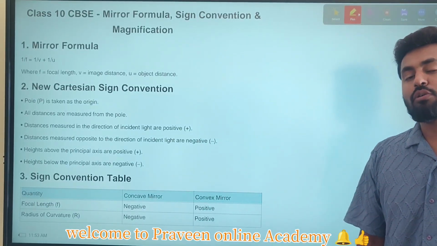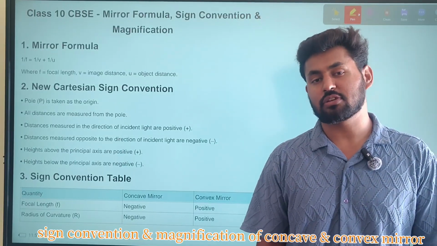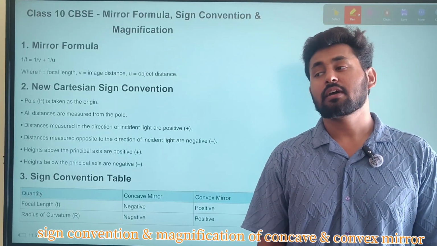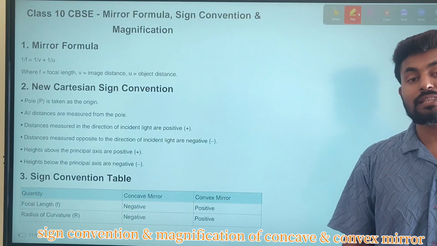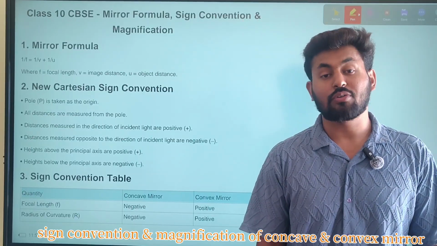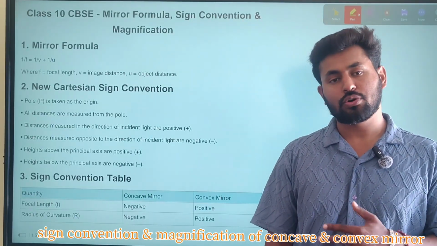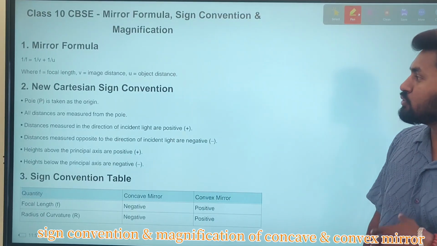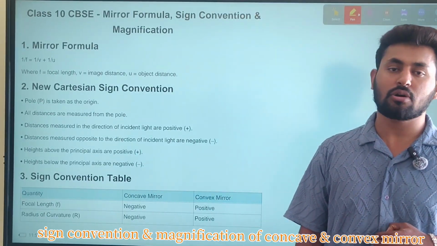Now we have already seen the derivation of the mirror formula from this chapter, that is curved surfaces, reflections, and now we will see the sign convention of the mirror formula, that is, how we are going to take image distance, object distance, focal length, everything we will get to know here. And I will give you the sign convention for both concave mirror and convex mirror.